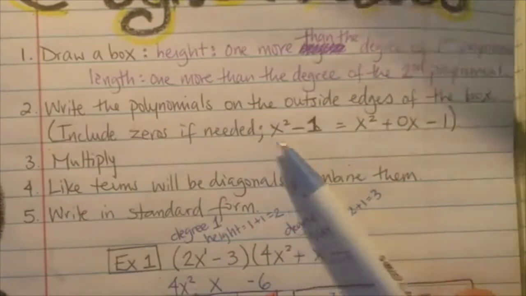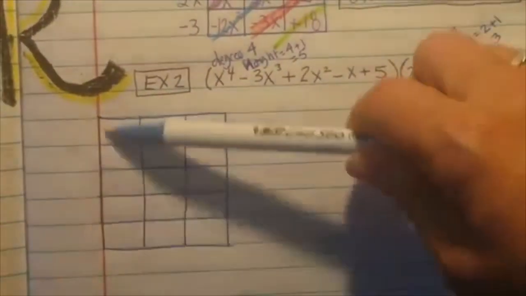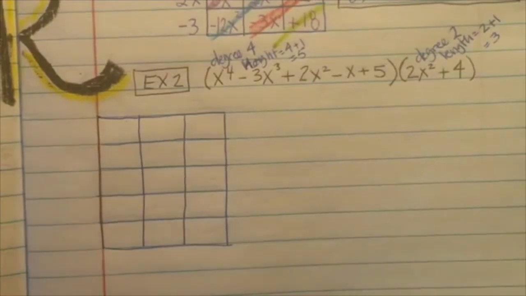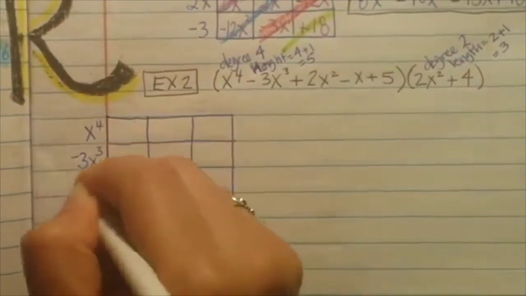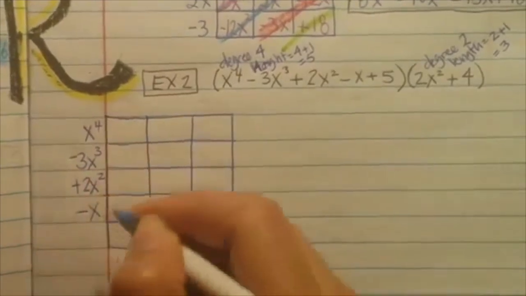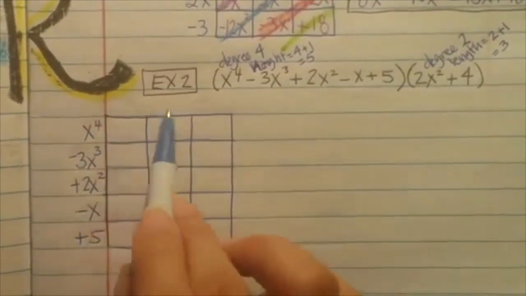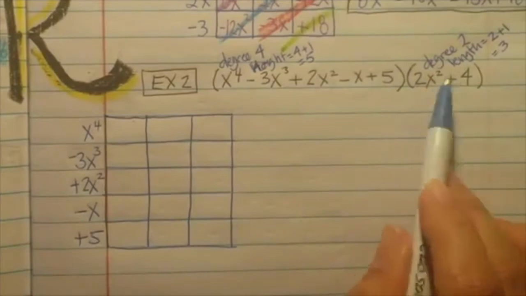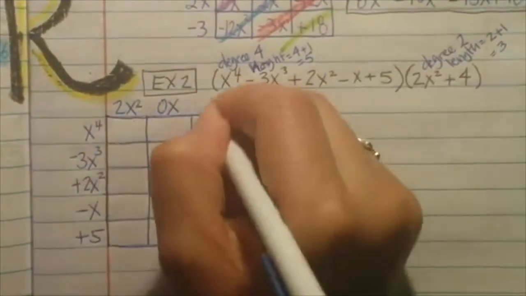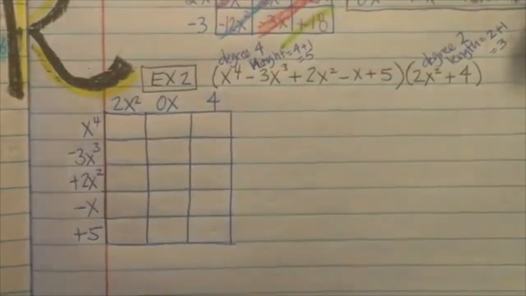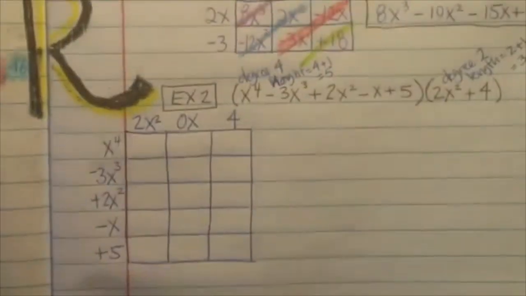Write the polynomials on the outside edges of the box, and include zeros if you need. So be careful when you write this down because it's not matching. It's going to go 4, 3, 2, 1, 0. This one's actually okay because it has all of the terms: 4, 3, 2, 1, 0, and I'm talking about the exponents. On this one, it should have 3, but it only has 2, so there's 1 missing, and it's in between. It should go 2, 1, 0. So I was missing the 1. So now make sure you put the 0x. That's going to be the biggest thing.